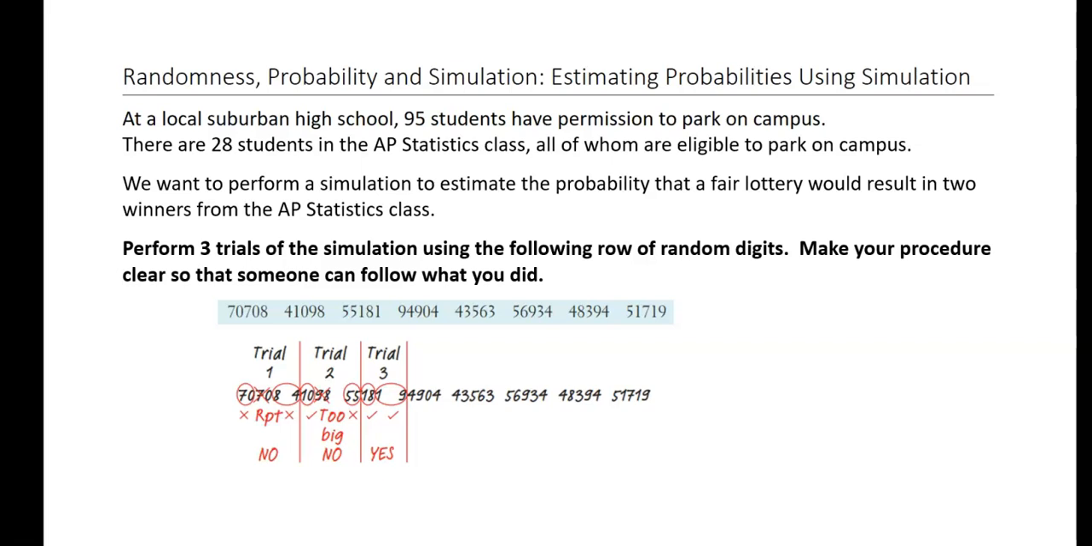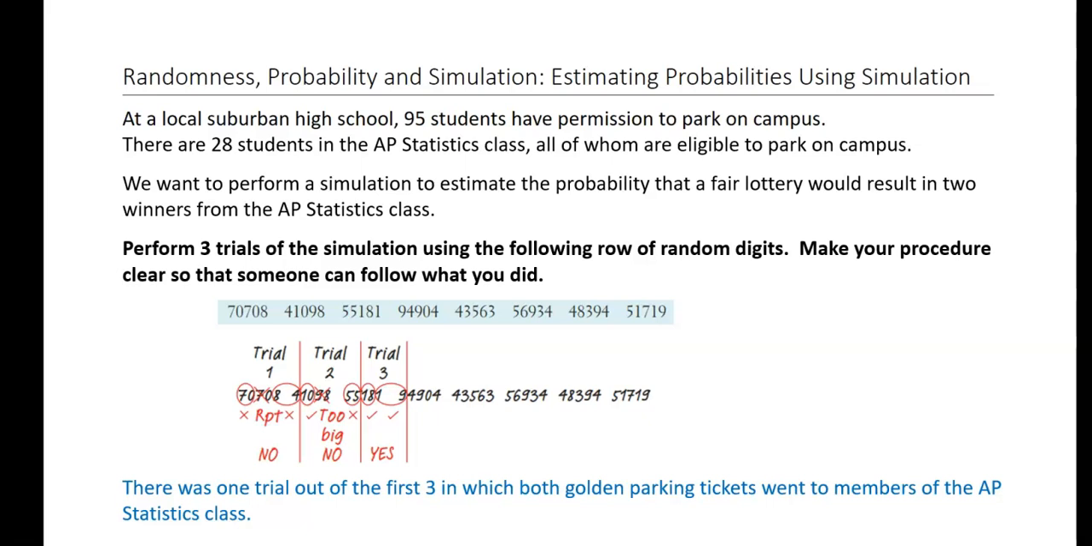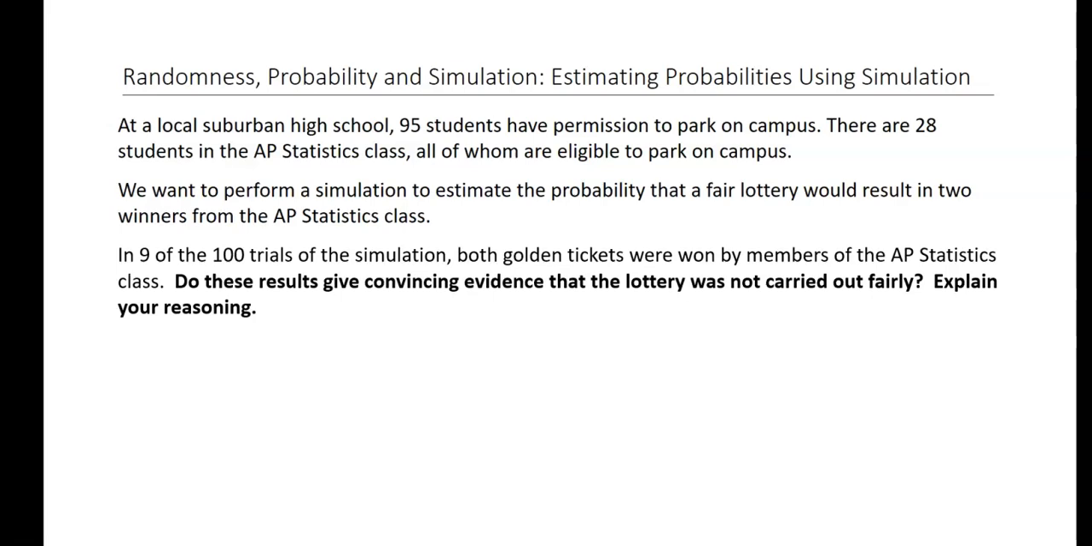So what are we measuring here? It looks like the first 2 trials did not result in 2 people from the same class, but the last trial did get 2 people from the same class. So 1 out of 3 is what happened there. In 9 of the 100 trials, both golden tickets were received by a member of the same AP Stats class. Does this give convincing evidence?